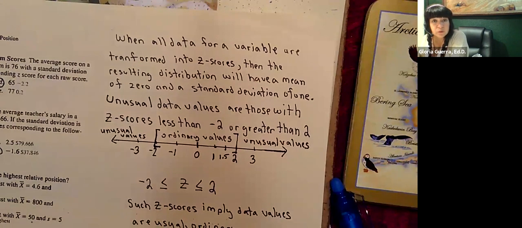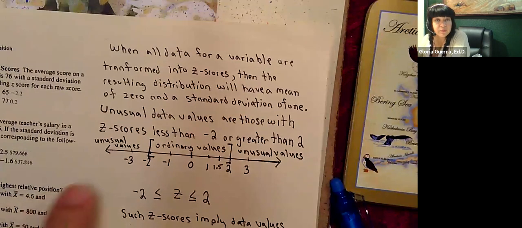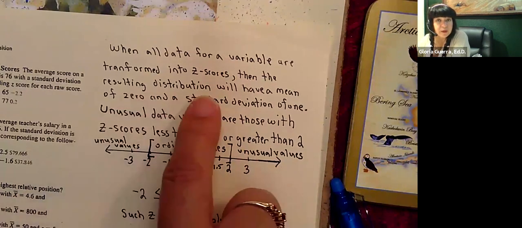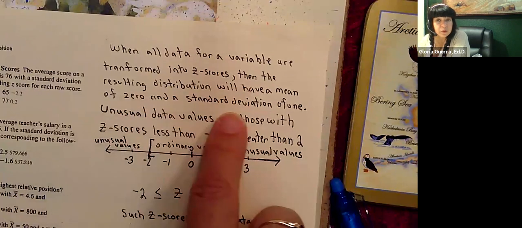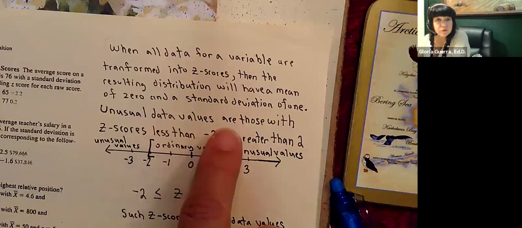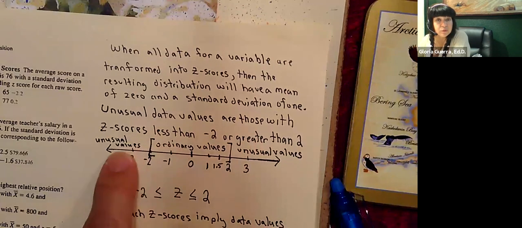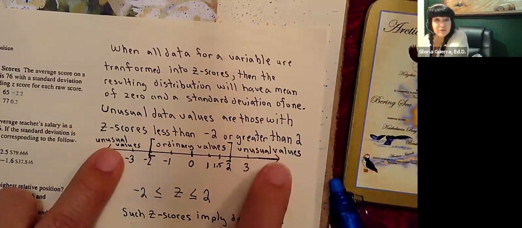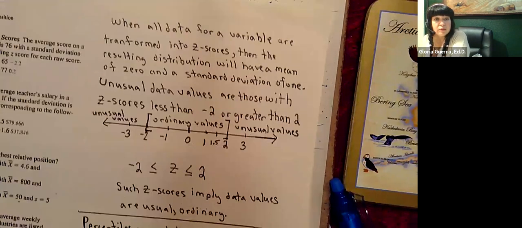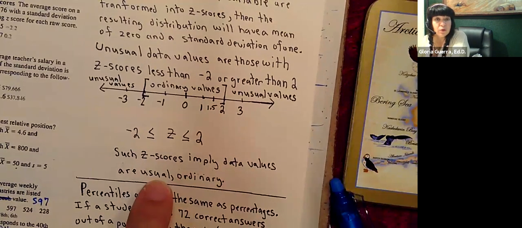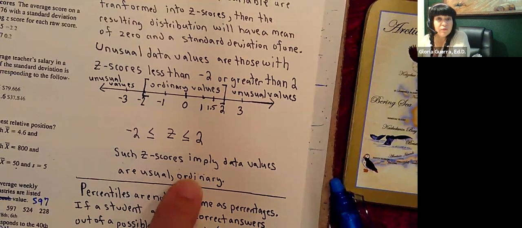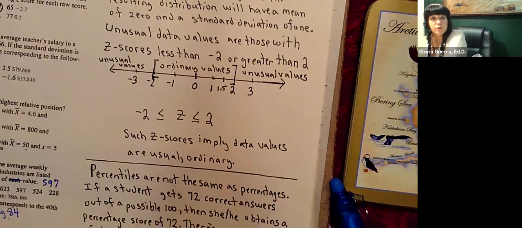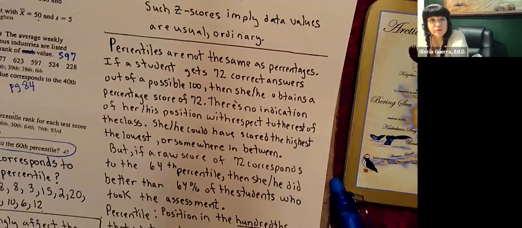We wrote down the z-score of unusual. This is where this came from. When all data for a variable are transformed into z-scores, then the resulting distribution will have a mean of 0 and a standard deviation of 1. Unusual data values are those with z-scores that are less than -2 or greater than 2. So if you're sitting out here, then that makes your data value unusual, okay? Such z-scores imply that the data values are unusual. If your z-score sits in here, then your data value is considered usual or ordinary. Okay, so we went over that, and then here's more about the percentiles.